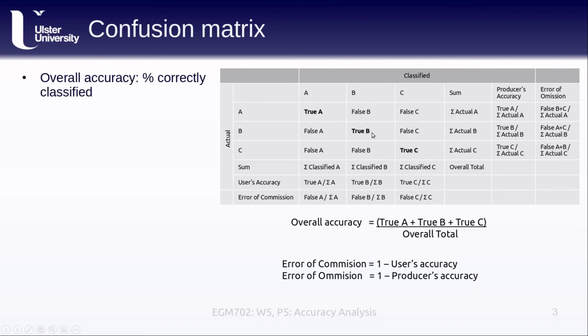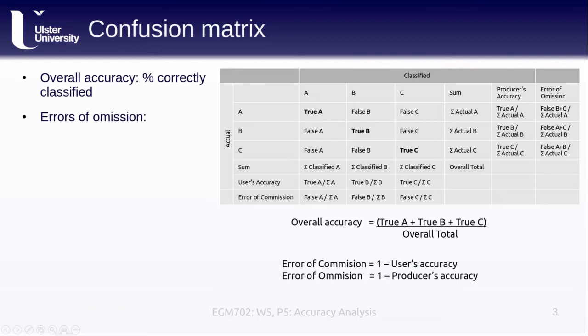The overall accuracy, that is the percentage of our sample pixels that were correctly classified by the computer, is the sum of the diagonal, the true A, the true B, and the true C, divided by the total number of sample pixels. This is one way of reporting the accuracy of the classification, but it is not the only way, nor even necessarily the best way.